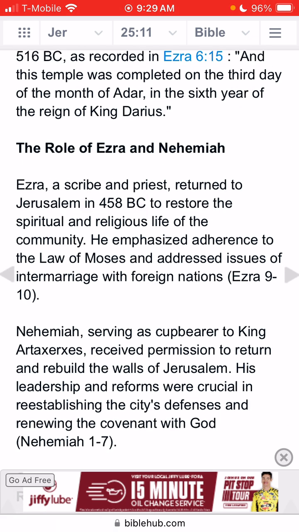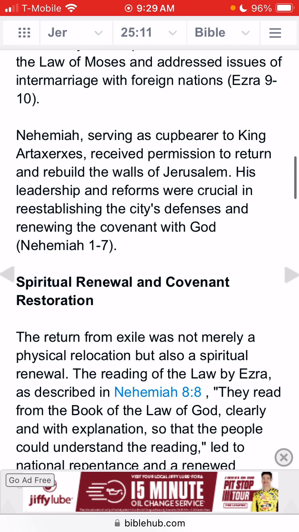So, the role of Ezra and Nehemiah. Ezra, a scribe and a priest, returned to Jerusalem in 458 BC to restore the spiritual and religious life of the community. He emphasized adherence to the law of Moses and addressed issues of intermarriage with foreign nations.